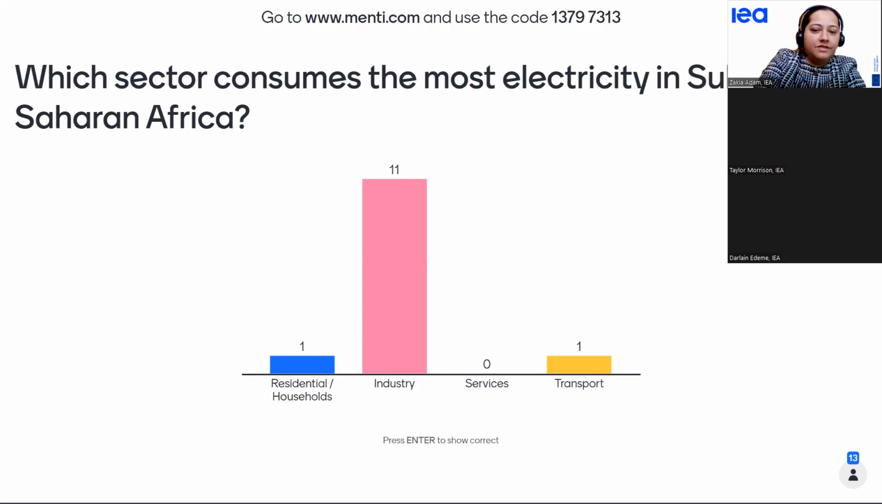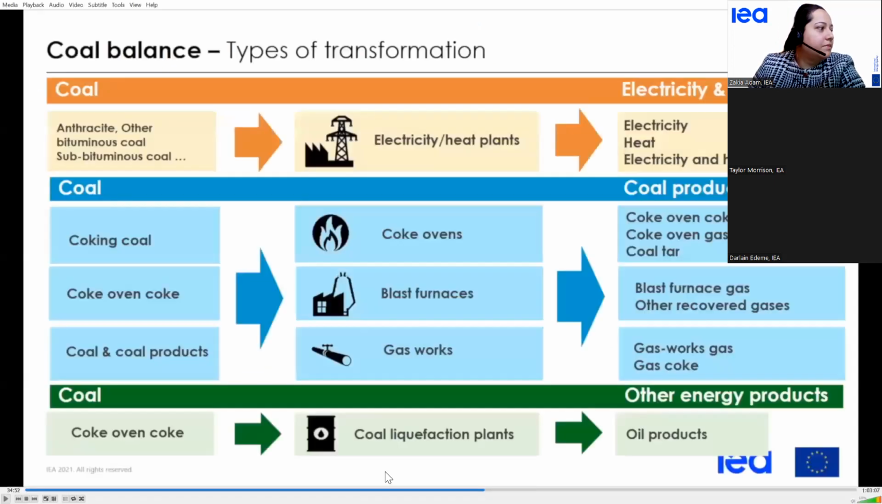Let's look at the right answer now. So most of you got it wrong. Here for sub-Saharan Africa, it's different. The sector that consumes the most electricity is the residential sector and not industry. So that was the last Menti question. And now let's move to the presentation again to hear more about renewables and electricity, to renewables statistics.